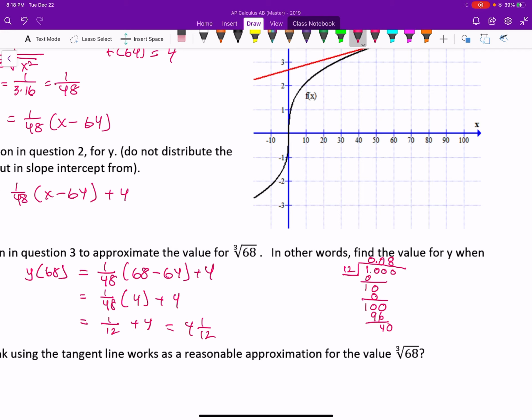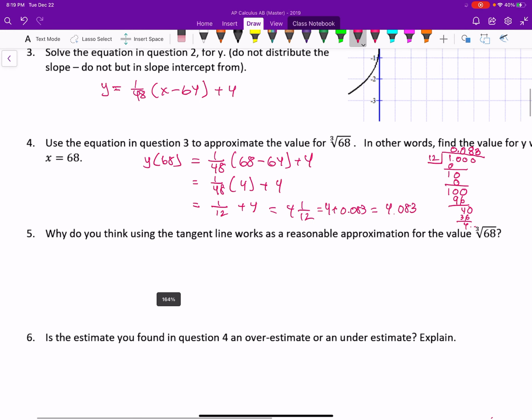Carry down another 0. 12 goes into 40 3 times. I can see that starts repeating, because that's going to be a 36, 4, okay, 3 repeating. If I'm doing 3 decimal places, it would round to 0.083. So that's going to be 4 plus 0.083, which is 4.083. All righty. Why do you think using the tangent line works as a reasonable approximation?